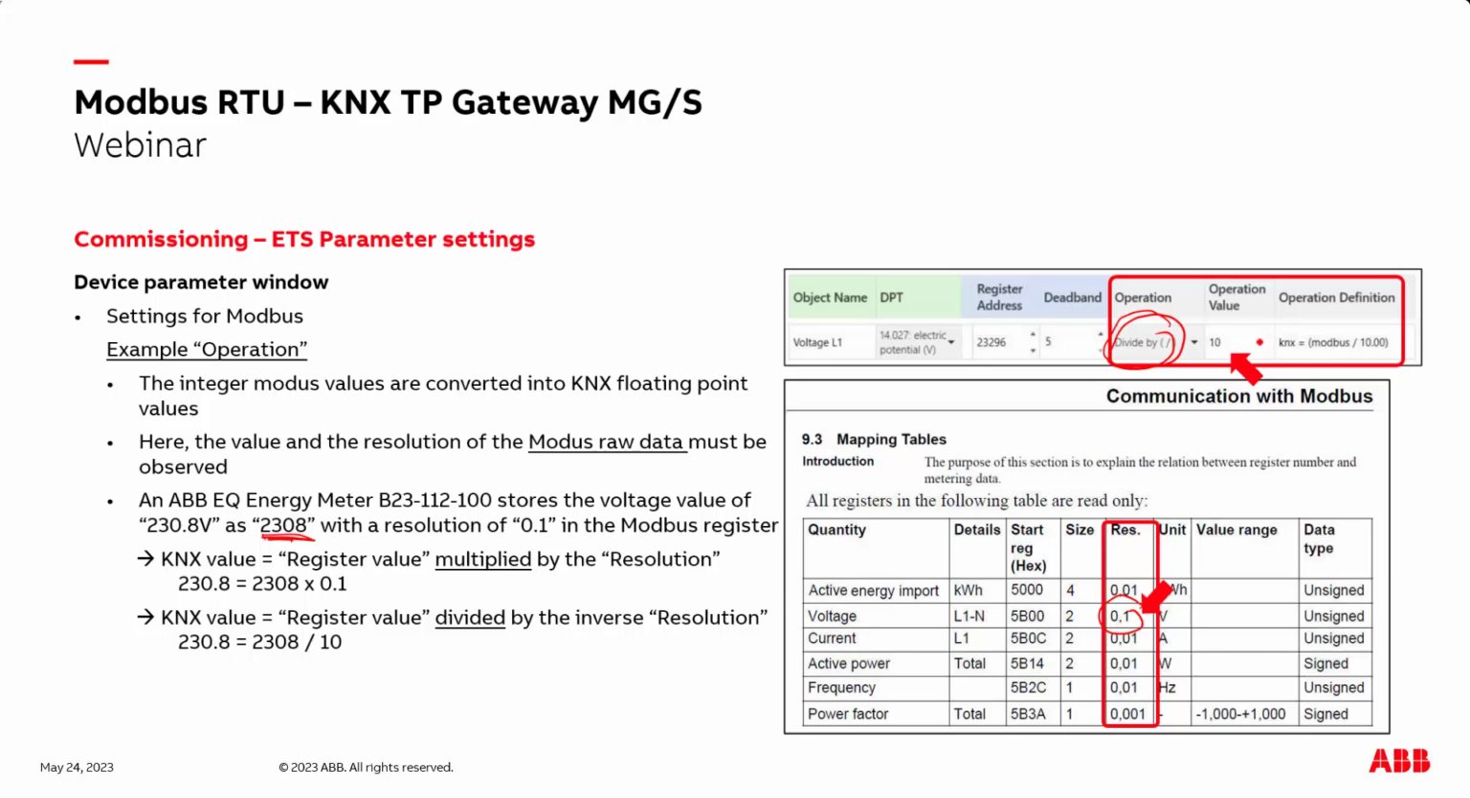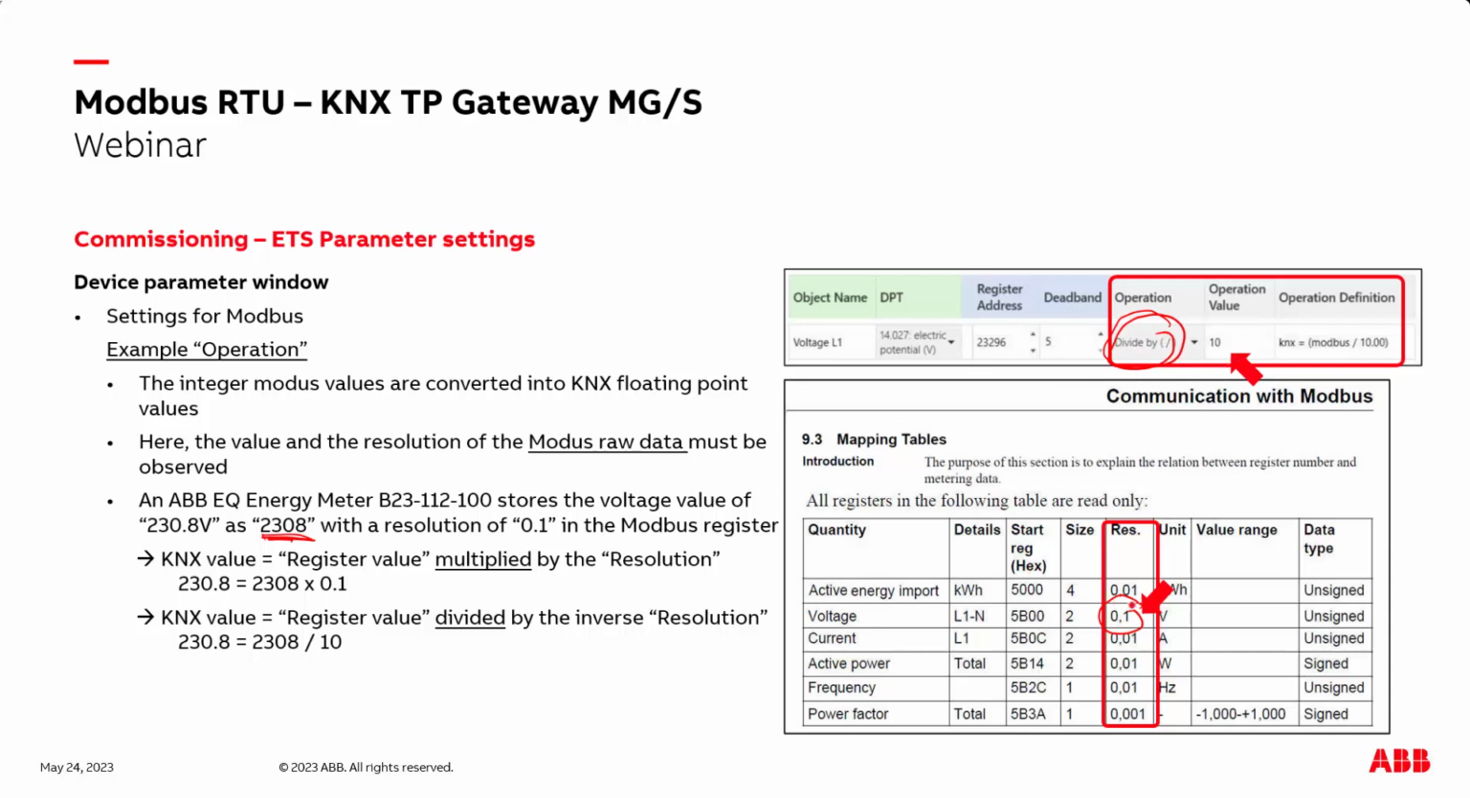230.8 volts. You can select divide by 10 or multiply by 0.1. It doesn't matter which you prefer. This is a very important parameter when you have, for example, wrong decimals on KNX. If you get 2308 volts on KNX, then maybe you have forgotten to select the correct operation and divide the Modbus raw data by 10.